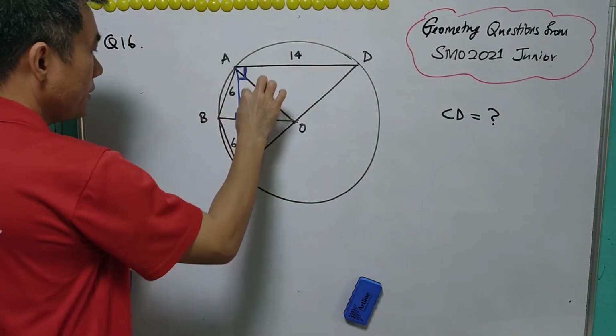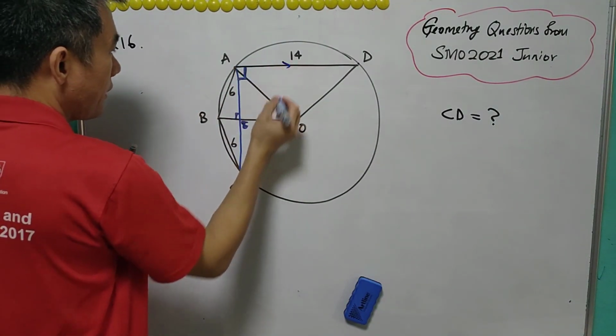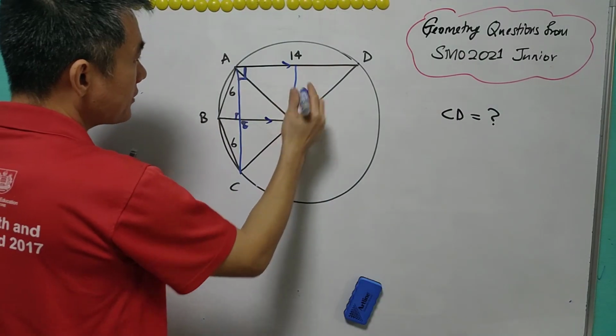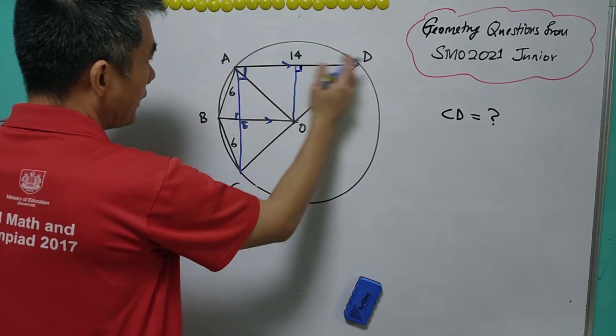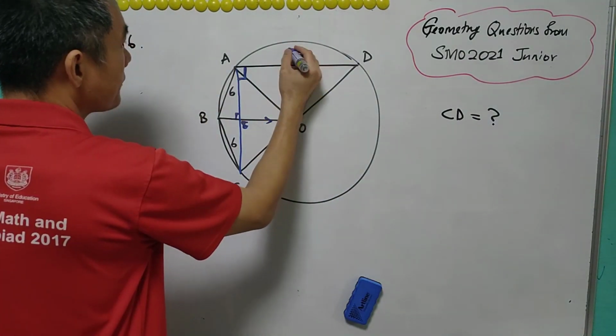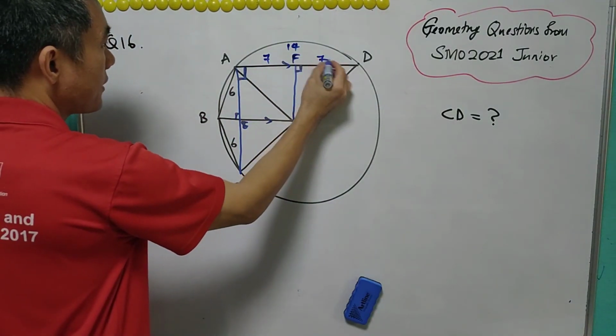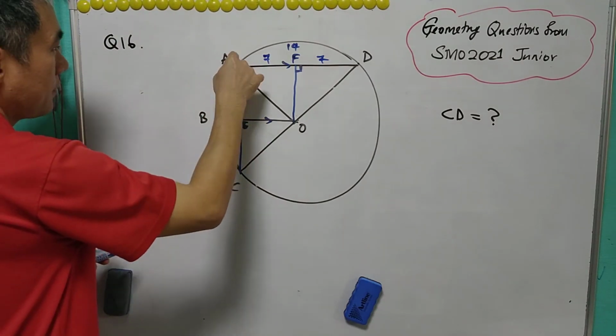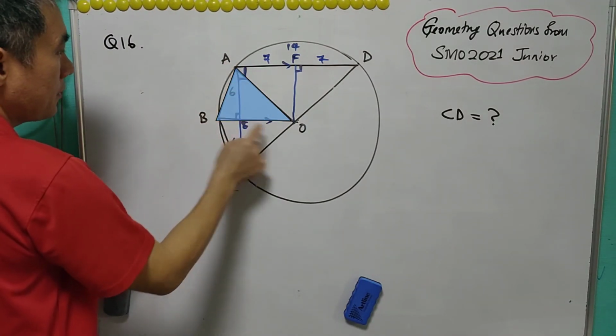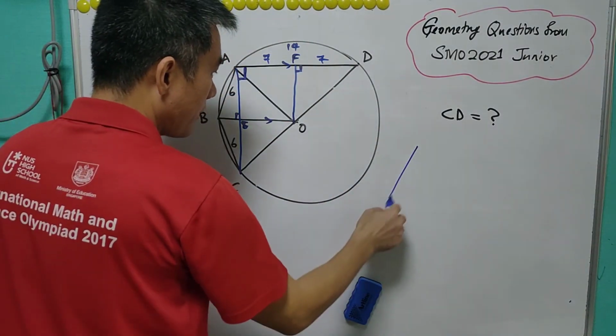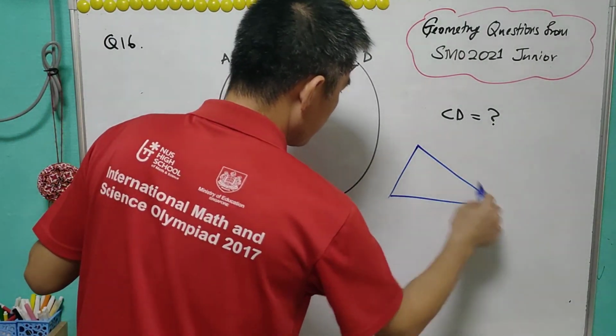Since this is 90 degree, and this is 90 degree, these two are parallel. We can draw another line segment that is perpendicular to AD. Call this point F. Using the property of circle, then we know that this will be 7 and 7. Now we will focus on the triangle ABO.